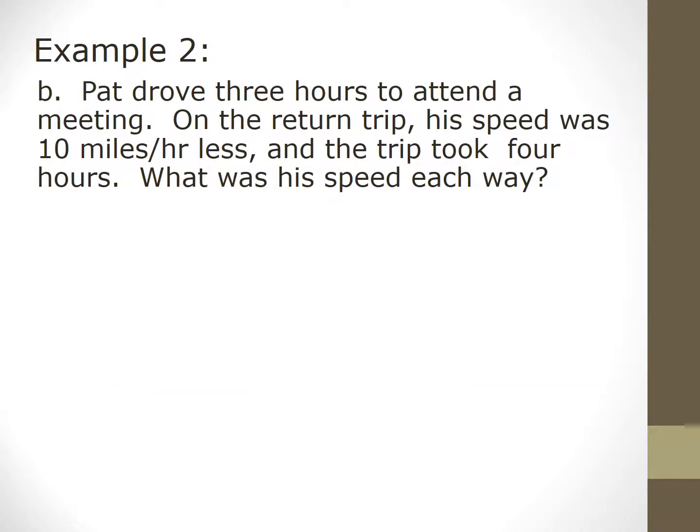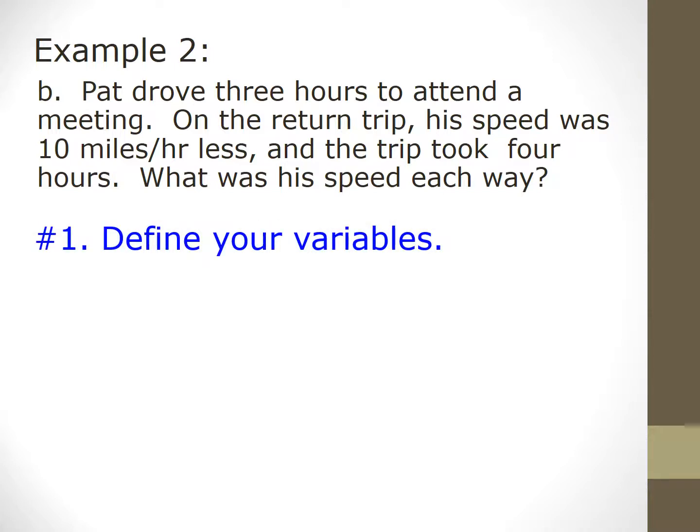In a traditional application problem, Pat drove 3 hours to attend a meeting. On the return trip, his speed was 10 miles an hour less, and the trip took 4 hours. What was his speed each way? Now, when we approach not just this, but all application problems, we kind of have a plan of attack here, and I suggest we get a little organized by, number one, let's define our variables. Our variable is going to represent what we're looking for. In this case, what his speed was. So I'm looking for his speed, and we do have to make sure that we find it for each way.